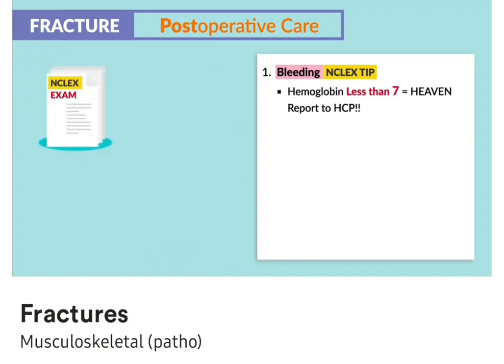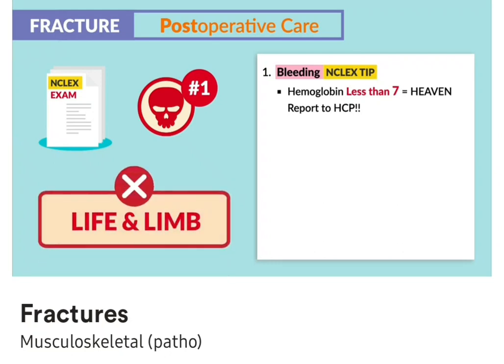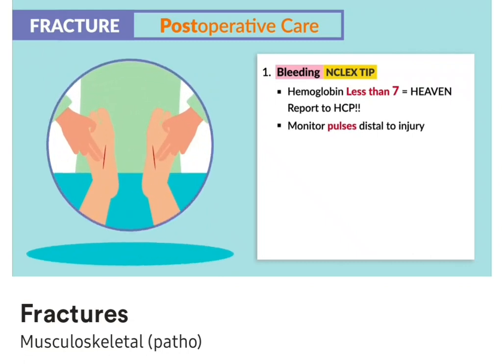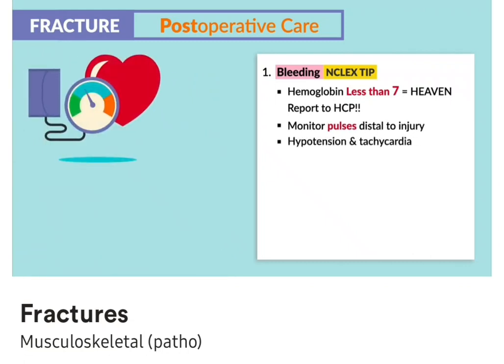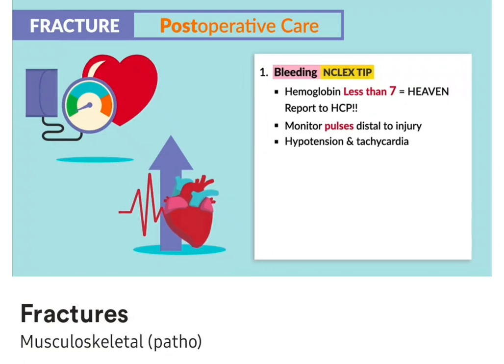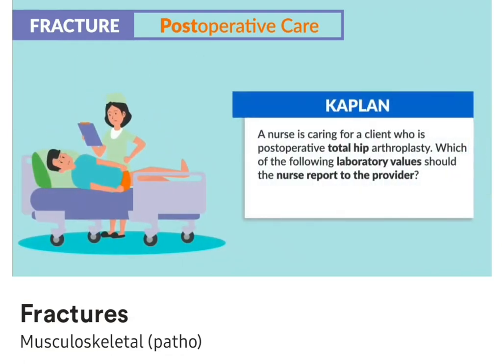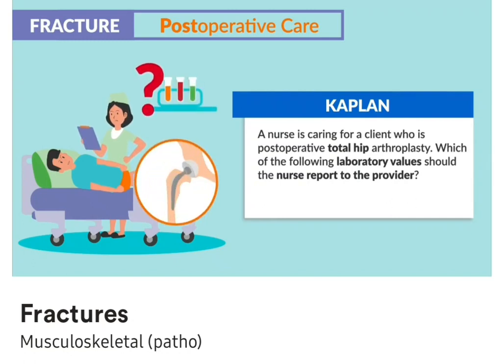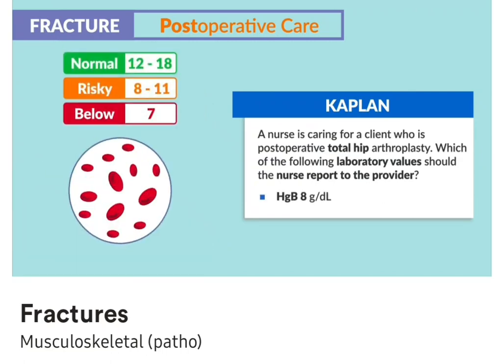You see, the NCLEX always tests on safety first, or basically what kills the patient first. Loss of life, and then loss of limb here. So monitor pulses distal to the injury, and look for hypotension and tachycardia. So Kaplan mentions, a nurse is caring for a client who is post-operative total hip arthroplasty. Which of the following laboratory values should the nurse report to the provider? A hemoglobin of 8. So remember, anything that is close to 7 sends your patient to heaven.